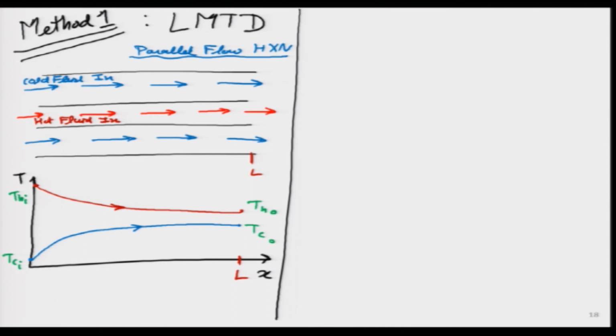Now, let me go and do the differential analysis over here. By differential analysis, what do I mean? What I mean is inside the pipe I will go, I already have the x axis here. I will take an element of width dx, and I will do the same thing on my diagram here as well. So, this I will take as dx.